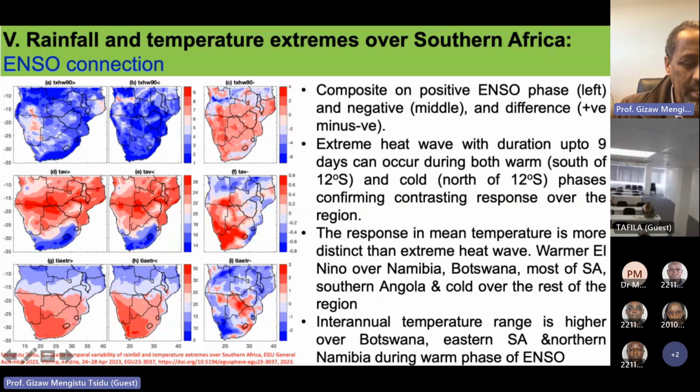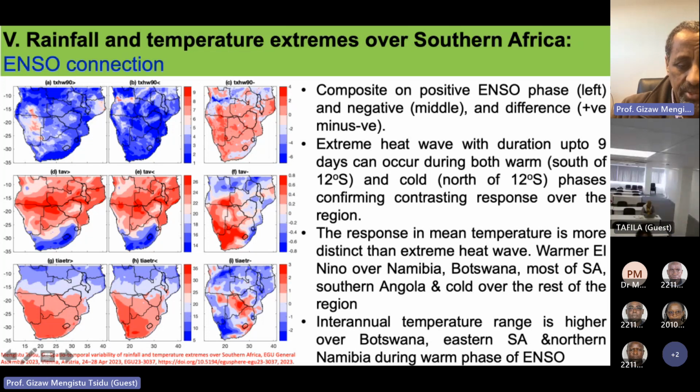And we can continue looking at also the interannual temperature range. The funny thing is, again, if you look at the two composites, the El Nino composite G, the La Nina composite H, in terms of color, they're more or less similar. But when you take the difference, again, you see some differences.